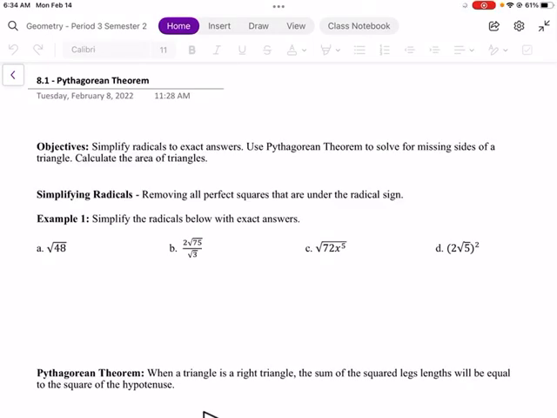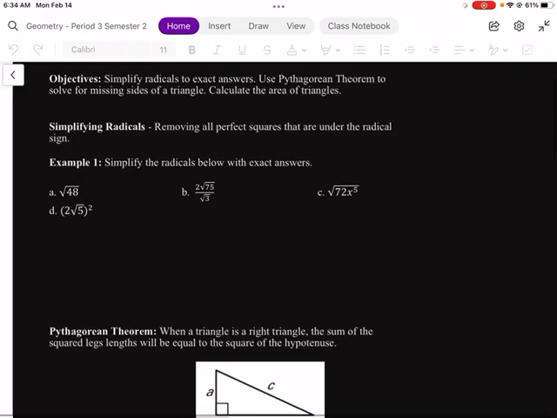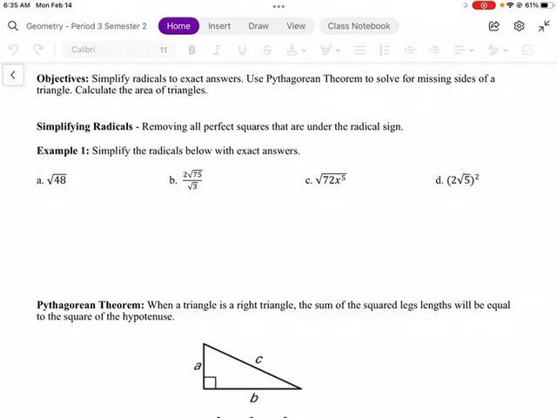8.1 is on Pythagorean Theorem. Our objectives for this section are to simplify radicals to exact answers, and we're going to use the Pythagorean Theorem to solve for missing sides of a triangle. We'll also review how to find the area of a triangle.